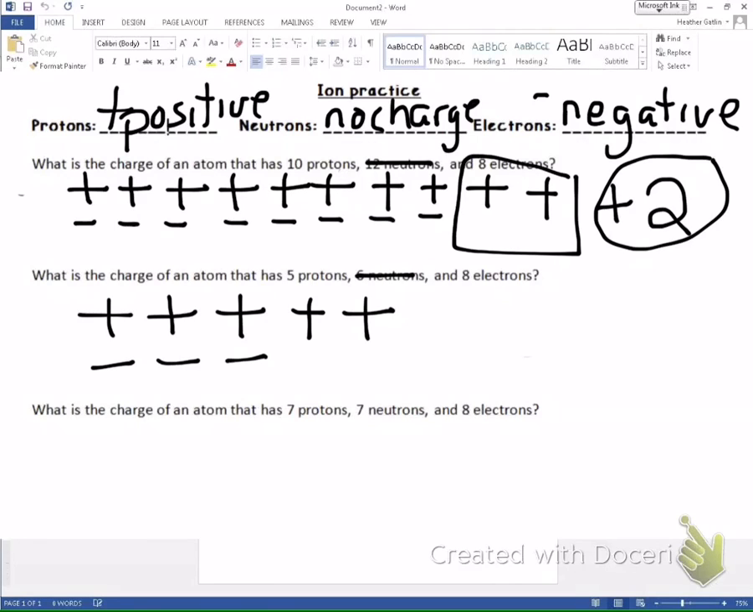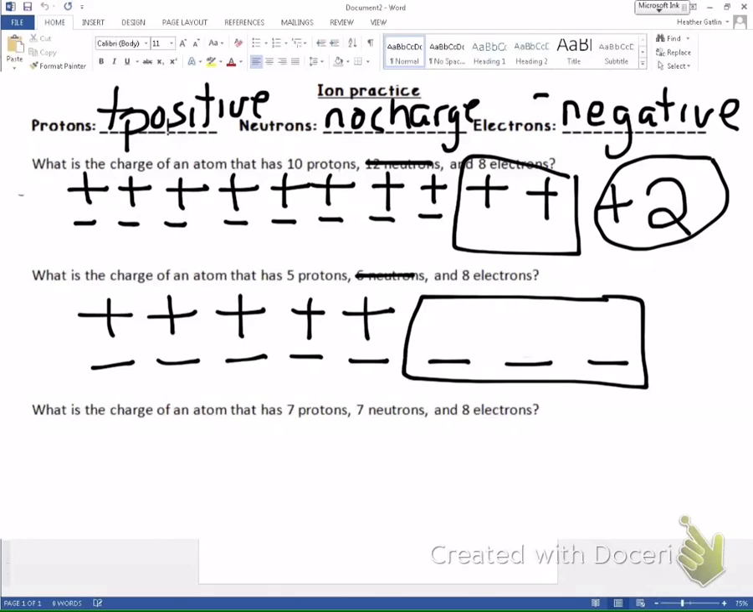So if I have 8 electrons, I'm going to notice that I can only match 5 of them up. And so 3 are going to be all by themselves. And so when I box in what's extra, I see that I have 3 extra electrons. Because electrons are negative, this particular atom will have a -3 charge.